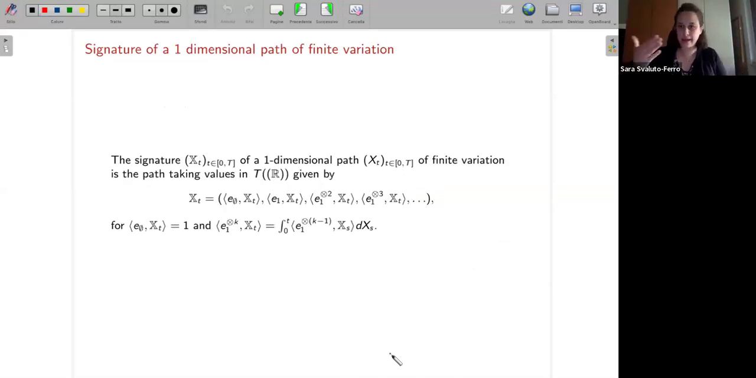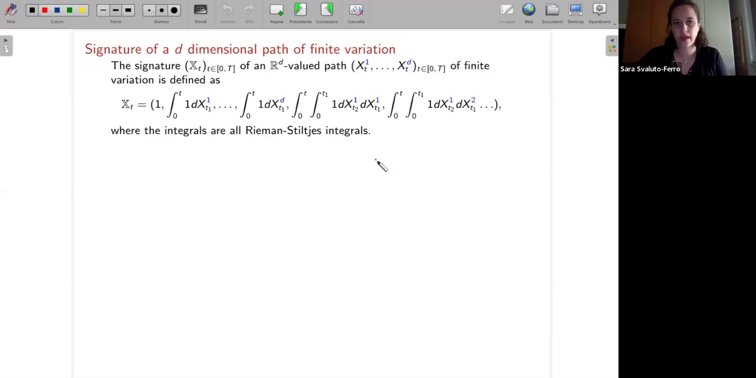Now, summarizing what we have in one dimension: the signature of a one-dimensional path of finite variation takes value in the extended tensor algebra and is an object of this form, where every element is defined as the element before, integrated with respect to the path. Okay, till here everything okay.